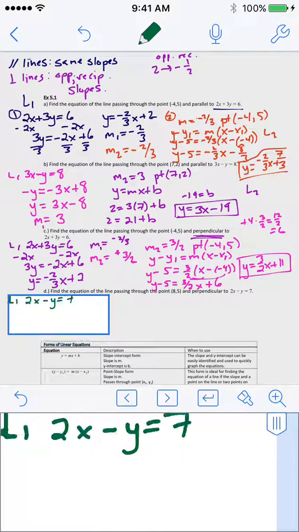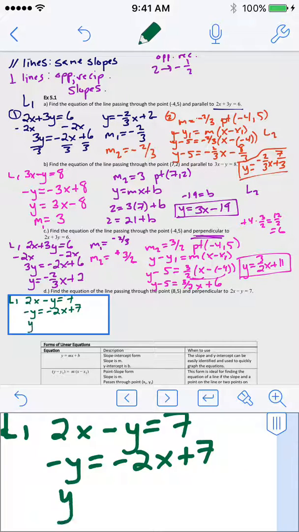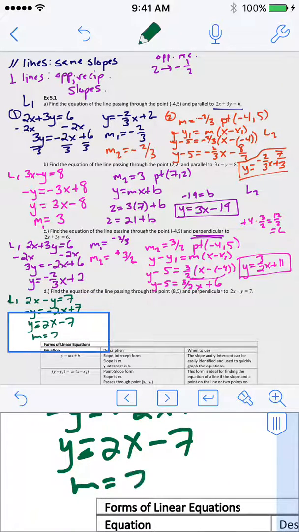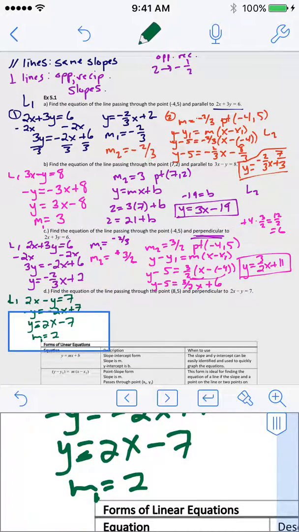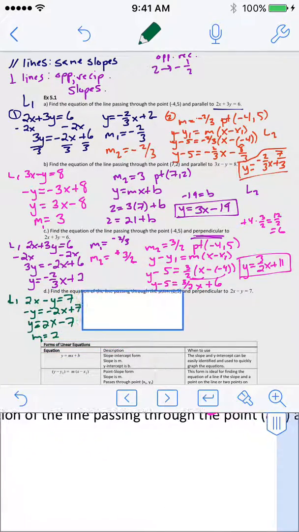Got to rearrange that to find my slope. So negative y is equal to negative 2x plus 7. Divide by negative 1, you get y equals 2x minus 7. So m is equal to 2, m1. That first slope on the first line is equal to 2.